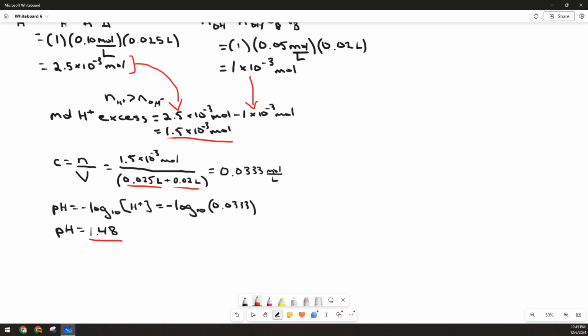We find the pH to be approximately 1.48, so still an acidic solution due to the excess of hydrogen ions present.